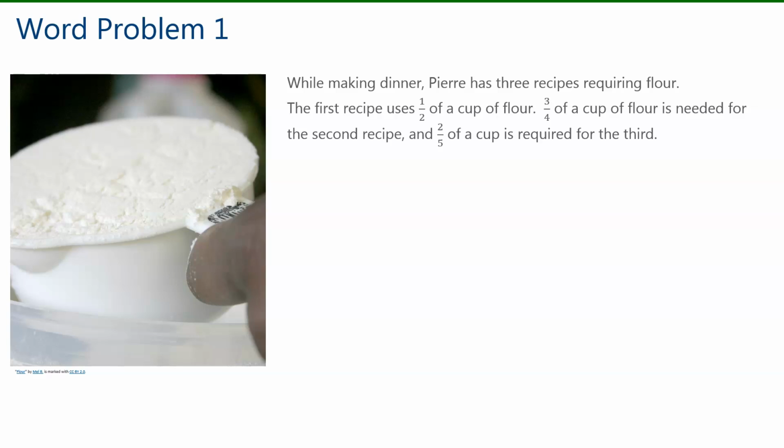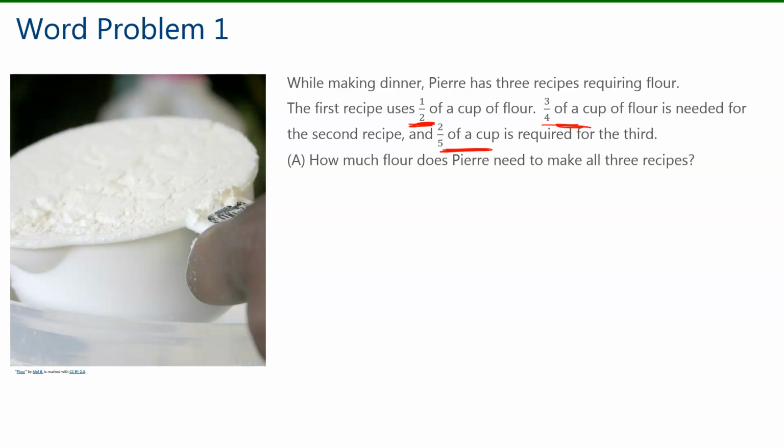Problem number 1. While making dinner, Pierre has 3 recipes requiring flour. The first recipe uses half of a cup of flour. 3/4 of a cup of flour is needed for the second recipe, and 2/5 of a cup is required for the third. In A, how much flour does Pierre need to make all 3 recipes? Let's first of all highlight some of the key information we're given. So I know I'm going to have to use the half of a cup, the 3/4 of a cup, and the 2/5 of a cup.